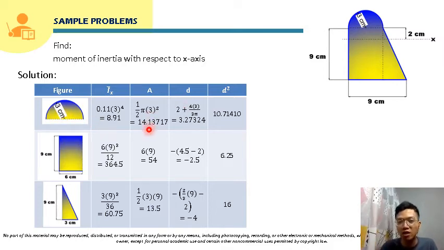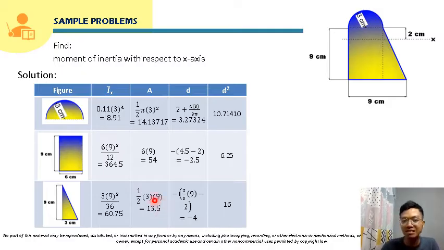Now for the area of a semicircle, that is just 1/2 pi r squared. So that will be 14.13717. For the rectangle, base times height, that will just be 6 times 9, so that will be 54. For a triangle, that will be 1/2 base times height. The base is 3 and the height is 9, so 1/2 times 3 times 9. That will be 13.5.